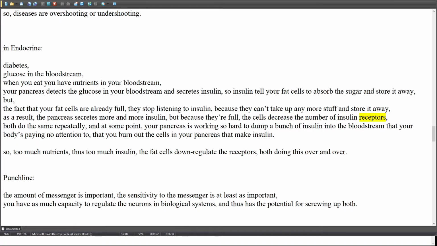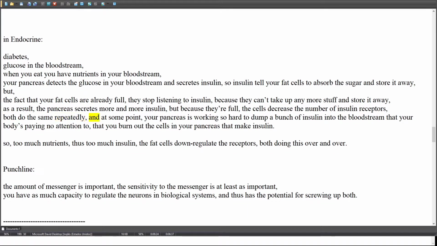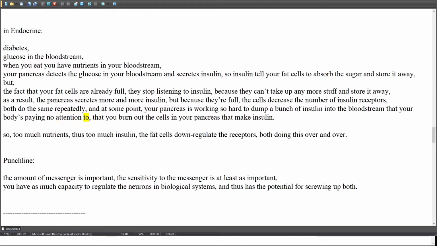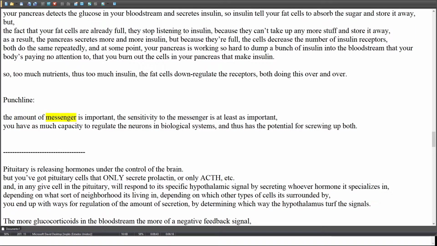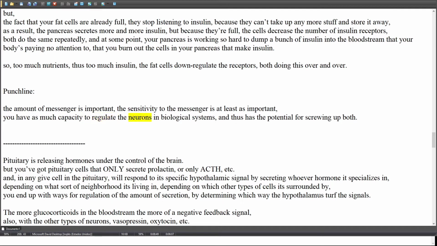Both do the same repeatedly, and at some point, your pancreas is working so hard to dump a bunch of insulin into the bloodstream that your body's paying no attention to, that you burn out the cells in your pancreas that make insulin. So, too many nutrients, thus too much insulin, the fat cells downregulate the receptors, both doing this over and over. Punchline. The amount of messenger is important, the sensitivity to the messenger is at least as important. You have as much capacity to regulate the neurons in biological systems, and thus the potential for screwing up both.